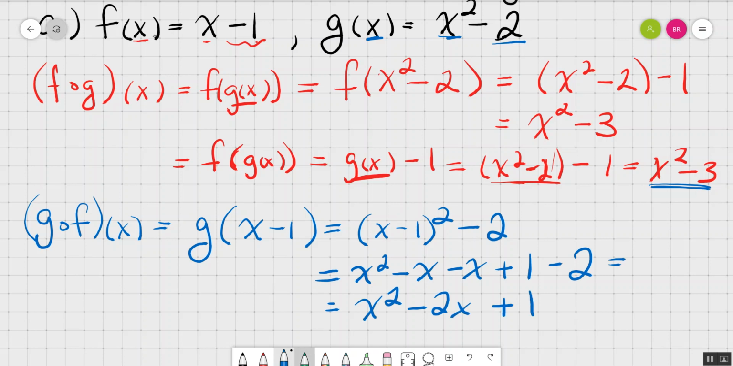I'm hoping that you notice and observe from this example alone that it doesn't look like f compose g has to equal g compose f. Looks like they can be different. Let's do another set of these.